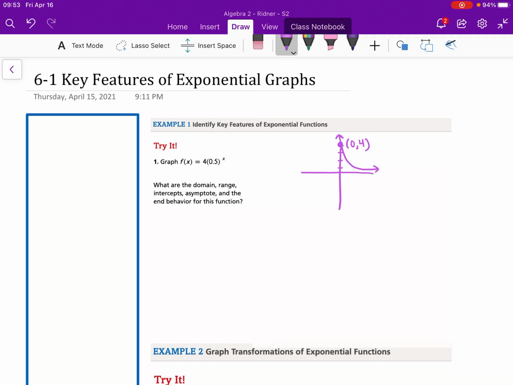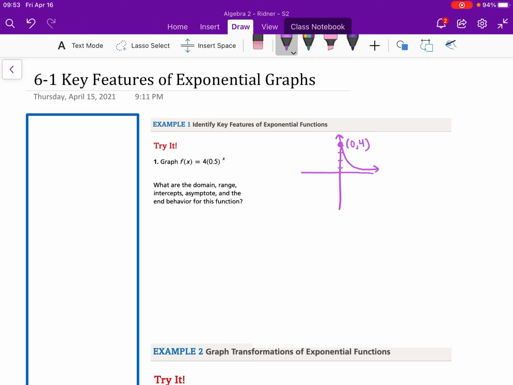All right, 6-1, new topic, last topic, key features of exponential graphs. Exponential is in the news quite a bit this past year because things would rise exponentially. So we're going to talk about and learn what that is.